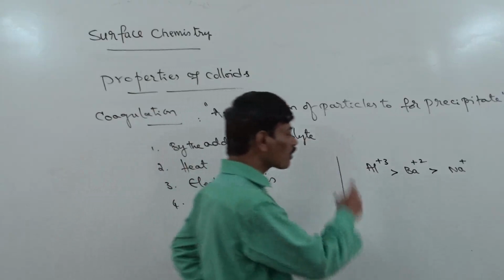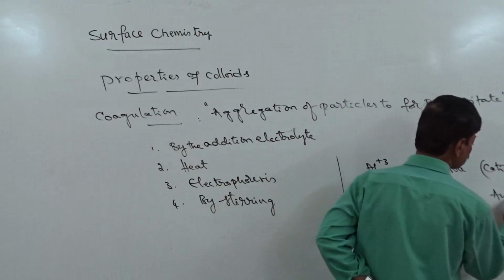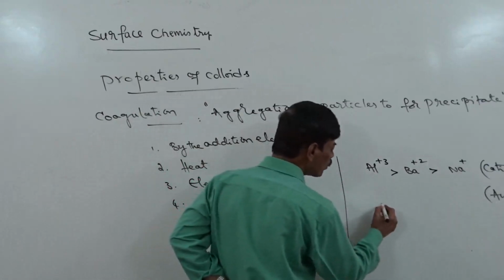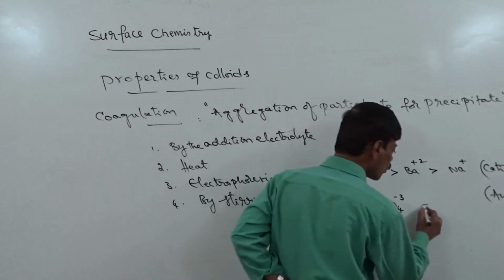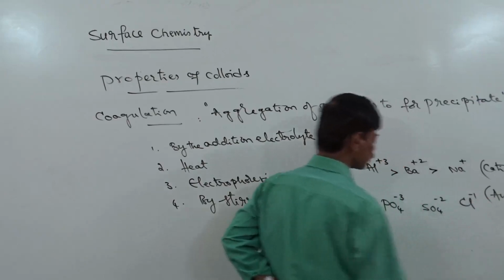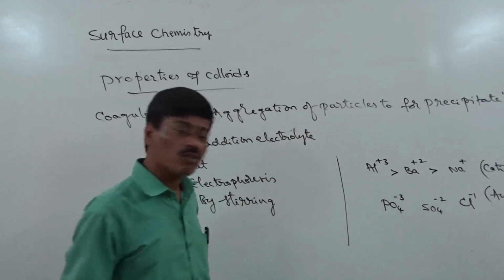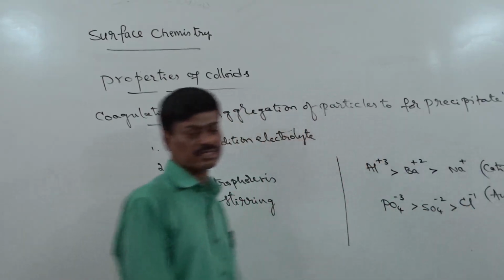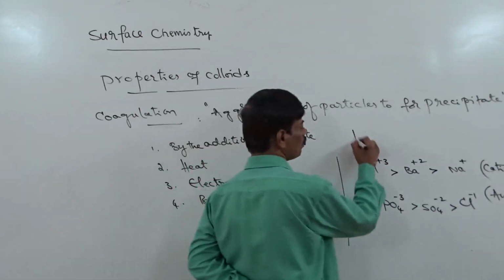In the case of cations, and if anions are there, the same thing is applicable, like PO4, which has -3 charge. SO4 has -2 charge. Cl has -1 charge. Now the one which has the highest oxidation number or valency will be accountable for the coagulation to occur to the maximum extent. Right? And this is nothing but Hardy-Schulze rule.